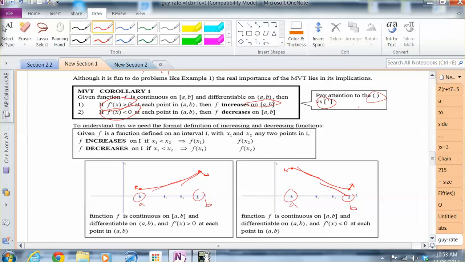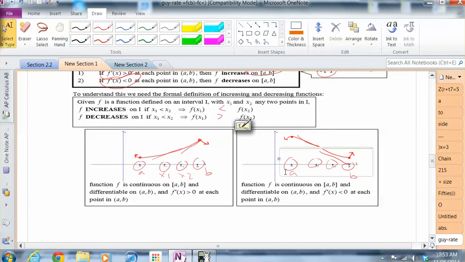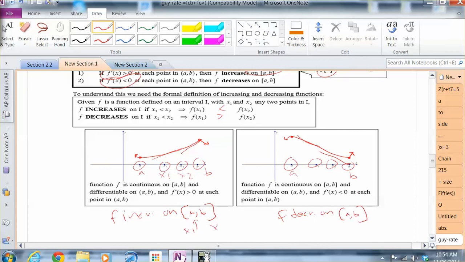So as long as the derivative is greater than 0 on the interior of a and b, then f is increasing on the interval from a to b with a and b included, and the same thing when the derivative is less than 0. Another way of looking at it is that if your function increases on the interval, and x1 is less than x2, then we know f of x1 is less than f of x2 because it's increasing, right? But if f of x1 is greater than f of x2, that means the graph is decreasing, because y values are going down. So here, f increases on a to b. Here, f decreases on a to b, where that's x1 and that's x2.